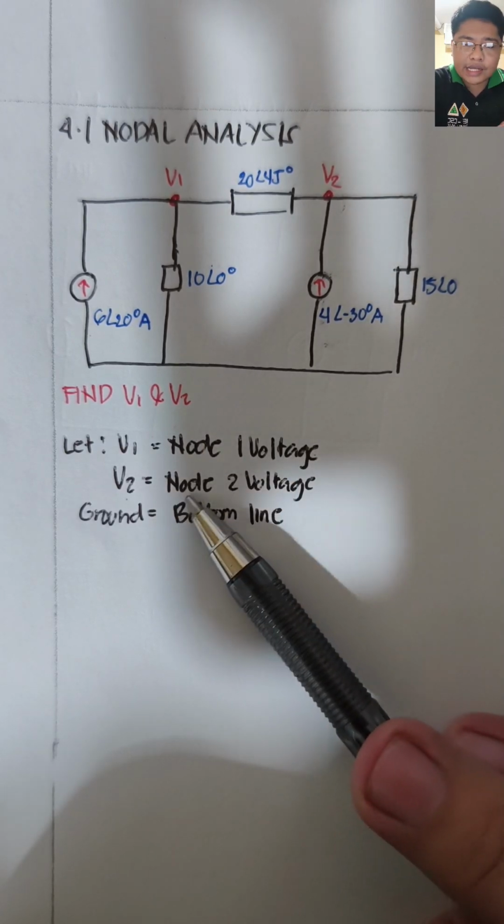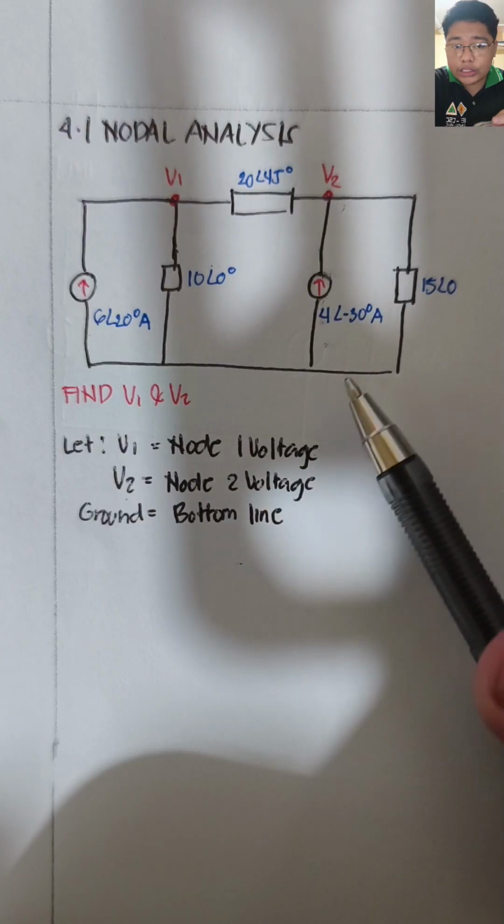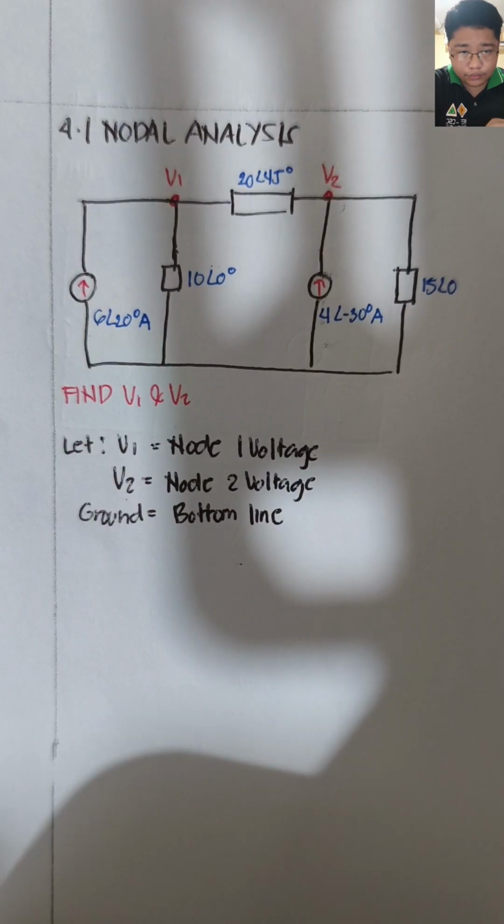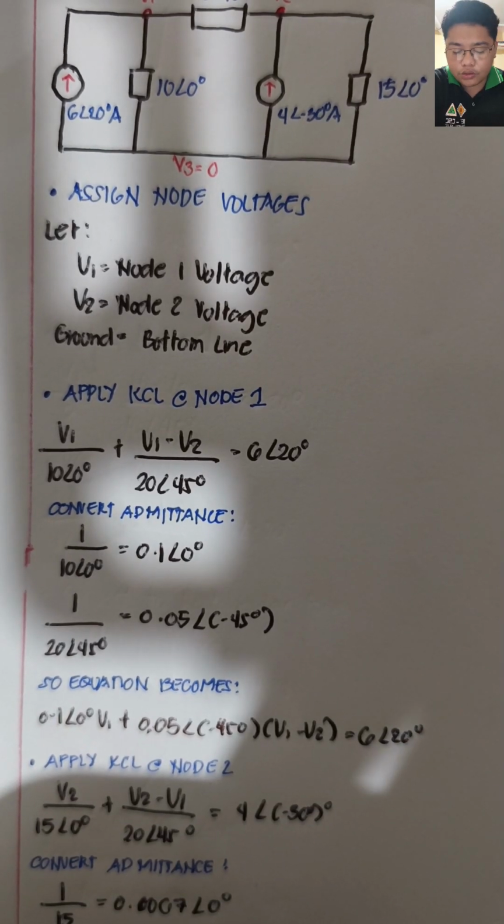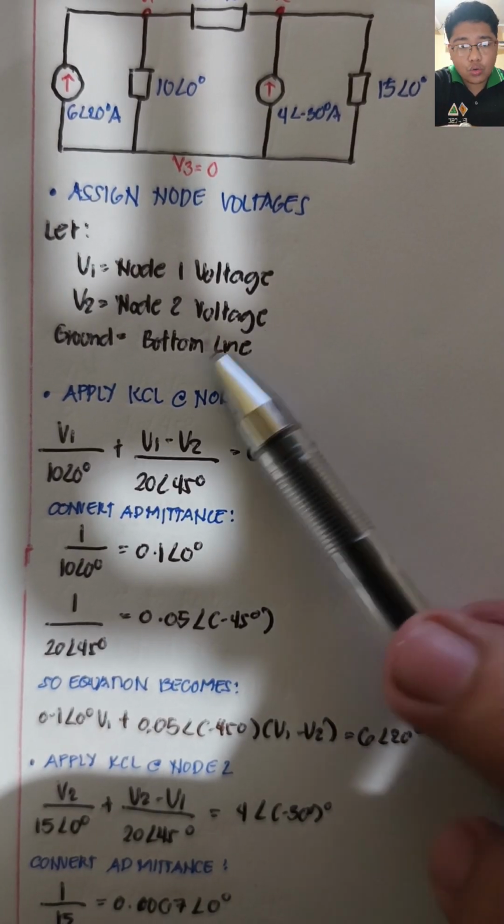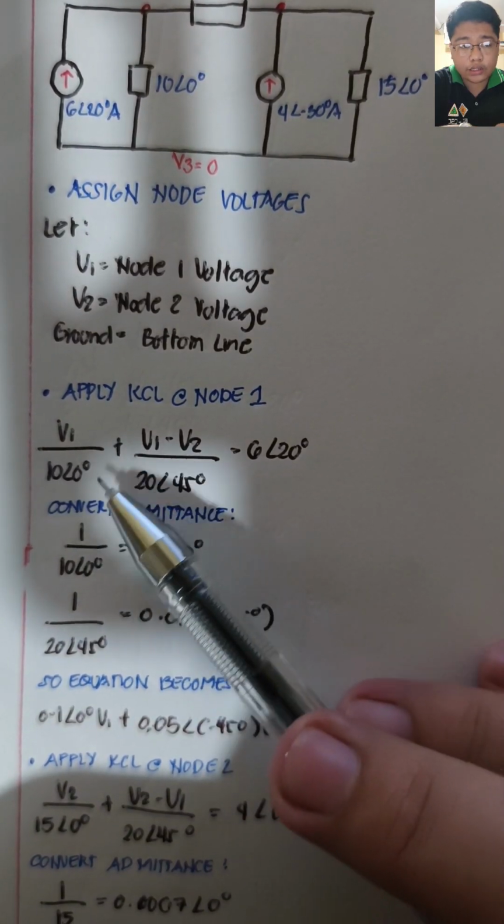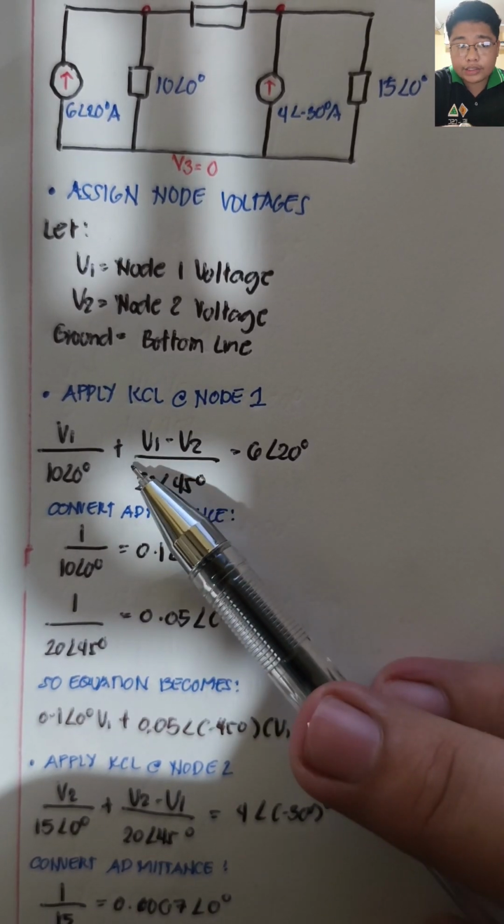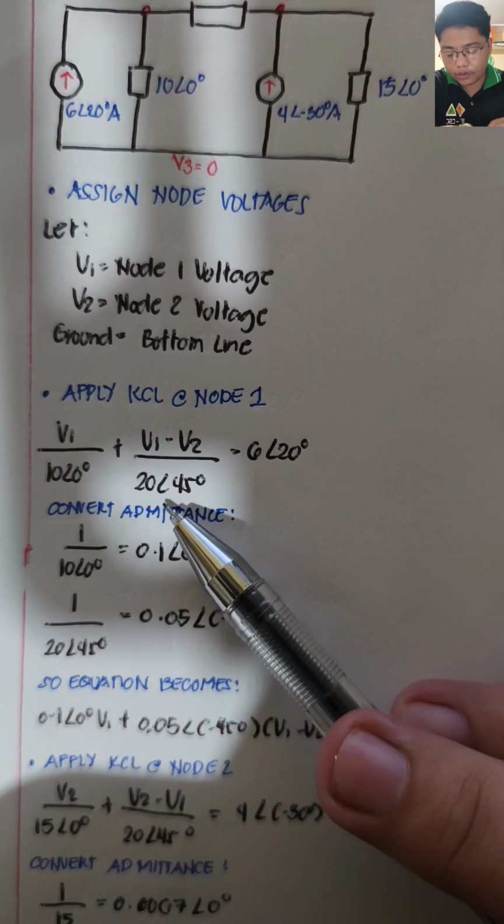Next, we assign node voltages. We define V1 as node 1 voltage and V2 as node 2 voltage. The bottom line is considered the reference ground. Now, we apply Kirchhoff's current law at node 1. The sum of currents leaving node 1 is equal to the current source.